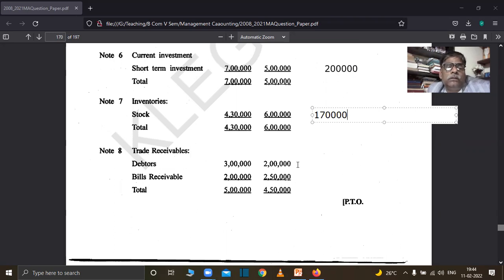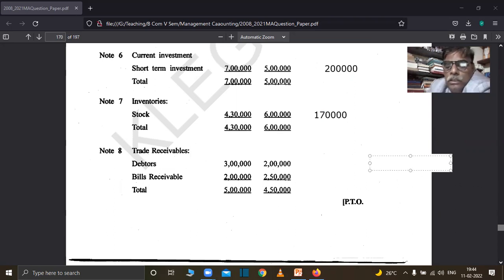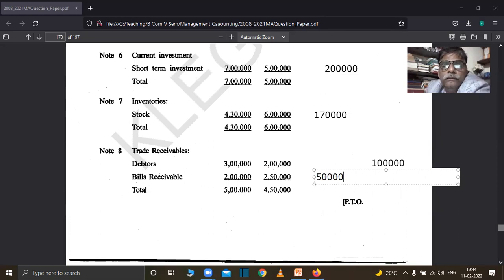Come to the debtors. Regarding debtors, you see the debtors, 3 lakh, 2 lakh. Decrease is there, you have to write in the decrease column, the fourth column. What is the decrease? 1 lakh rupee. Bills receivable, 2 lakh, 2 lakh 50,000. Increase is there, in the increase column you write 50,000.